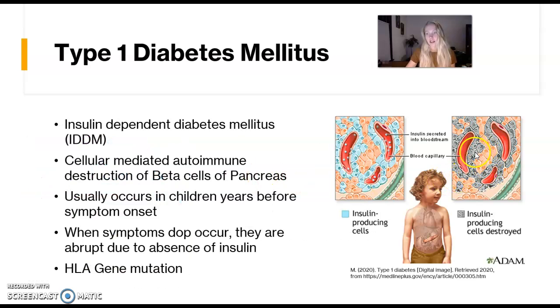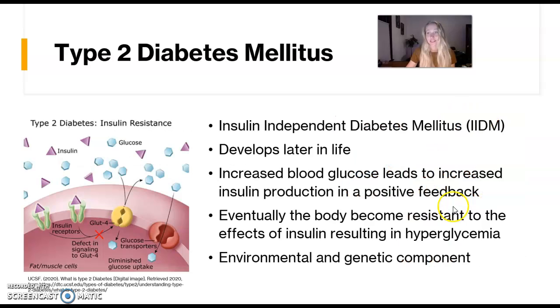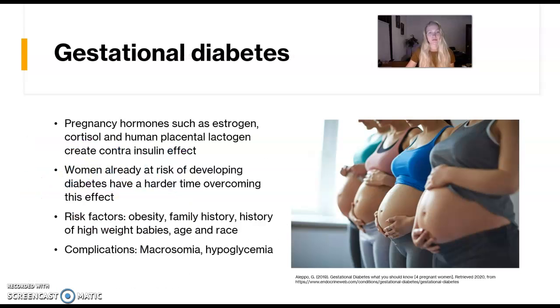You can see here that these beta cells are what are destroyed in type 1, leading to a complete lack of insulin. Here, there's insulin. In type 2 diabetes, there are environmental and genetic components. If you have a family member who has type 2 diabetes, you are more likely to develop it, but there are ways that you can prevent it, and that's by the environmental factors that you have control over.